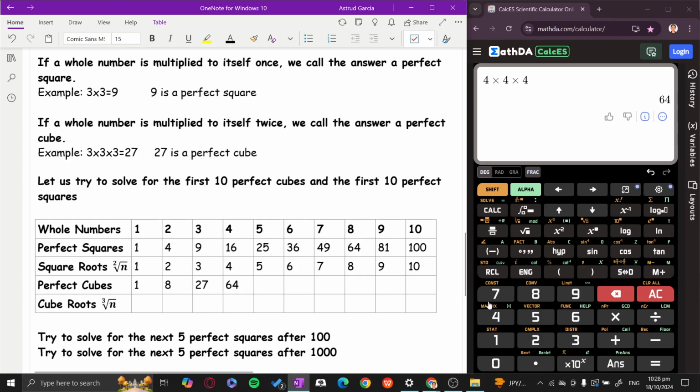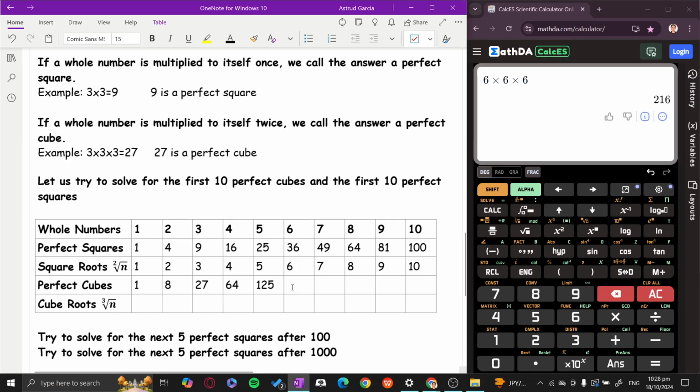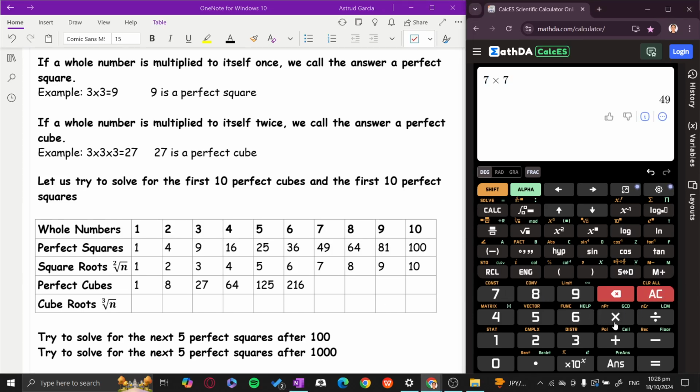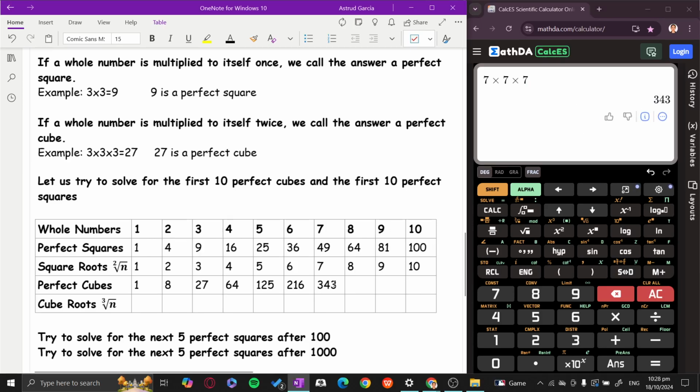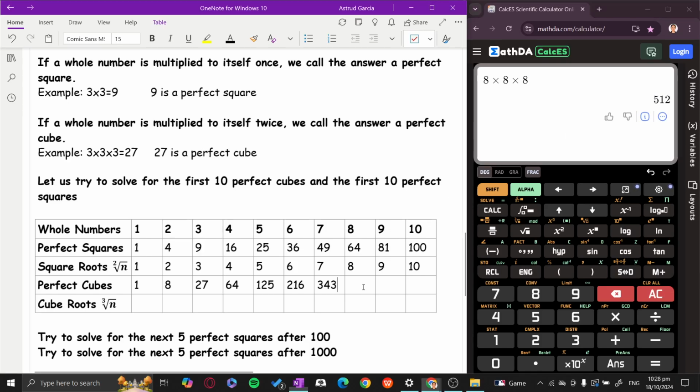Let's try 5. That's 125. Let's get the perfect cube of 6. So that's 6 times 6 times 6. We get 216. And for 7, 7 times 7 times 7, that's 343. And then we get 8 times 8 times 8, that's 512.